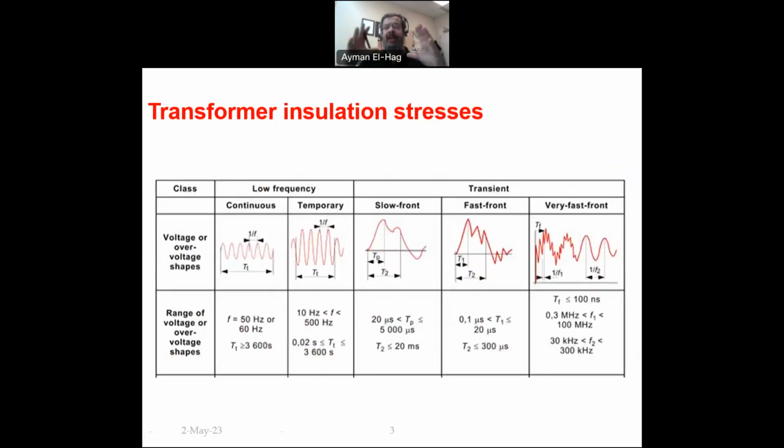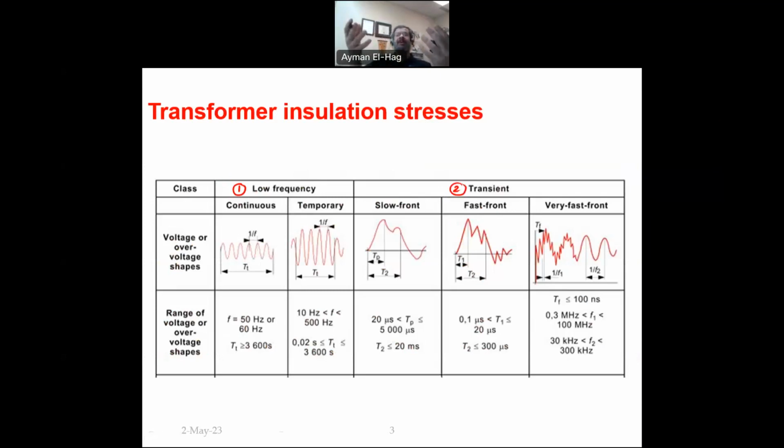Now we can categorize the extra or abnormal stresses into two different categories. The first one is called low frequency. Those are stresses at the power frequency or a bit higher than the power frequency. As I said, for example, when you have a single line to ground fault, you have a low frequency stress: high voltage, but at a low frequency. Ferroresonance is also somewhat a low frequency phenomenon. On the other hand, transients from switching events and lightning events are basically high frequency stresses.